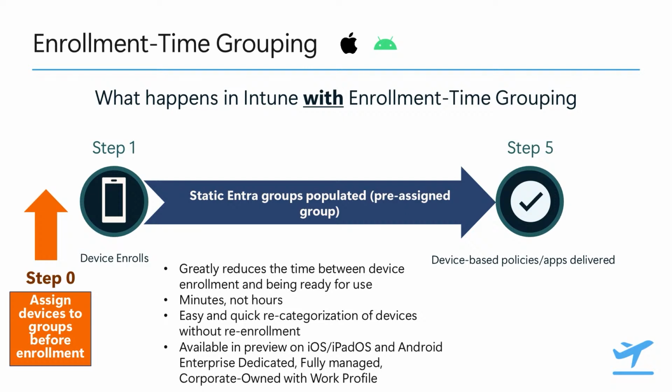After that, when the device enrolls, since that pre-assigned group is already pre-computed, the device-based policies and apps get delivered almost instantly to the device after enrollment. So this really greatly reduces that time between the device getting enrolled and it being ready for use. We're talking going from 6 to 8 hours to a couple of minutes. You can also even recategorize devices after that enrollment happens, so you can change the group that's assigned to the device at any point after the enrollment. And enrollment time grouping is currently available in a private preview on iOS, iPadOS, and the Android enrollment modes that you see on the screen.